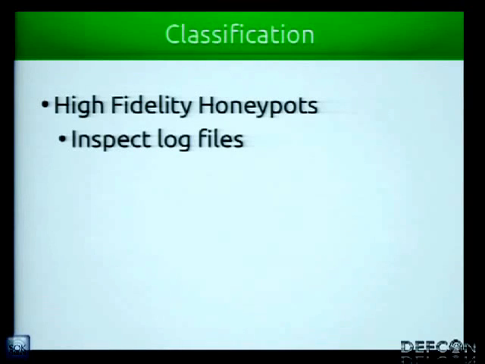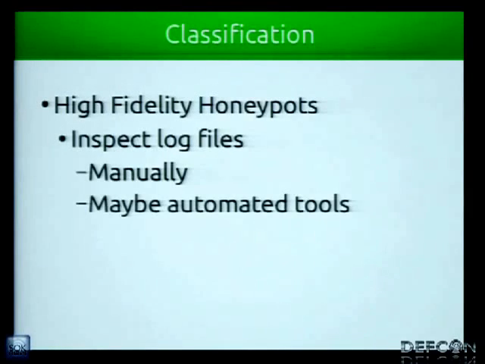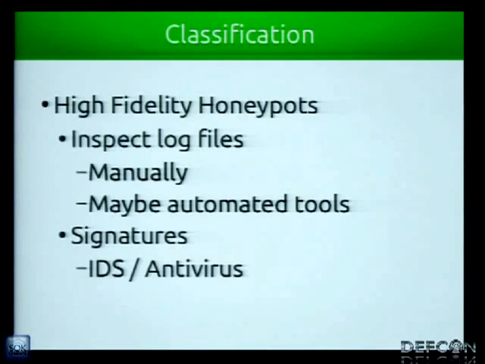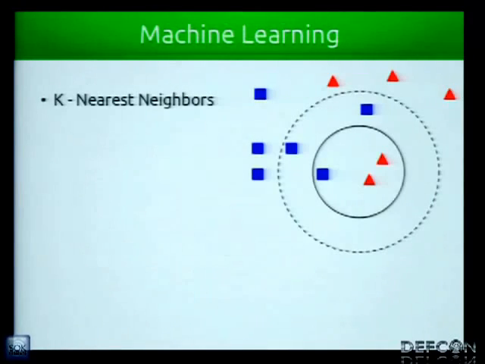And unfortunately, most of the way you do that is by inspecting log files, right? Maybe you've got some auto cron job that tells you if the shadow file changed or something like that, right? But mostly it's manual, which is really unfortunate. Sometimes there's automated tools, but not any general purpose automated tools. And signatures like IDS or antivirus things mostly fail for the reasons that I talked about before. So we don't want to do that. We want automated learning or automated detection, machine learning.